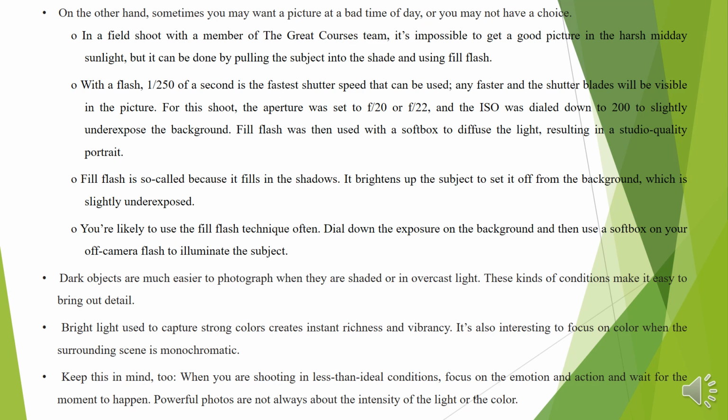Dark objects are much easier to photograph when they are shaded or in overcast light. These kinds of conditions make it easy to bring out detail. Bright light used to capture strong color creates instant richness and vibrancy. It's also interesting to focus on color when the surrounding scene is monochromatic. Keep this in mind too when you are shooting in less than ideal conditions. Focus on the emotions and actions and wait for the moment to happen. Powerful photos are not always about the intensity of the color.